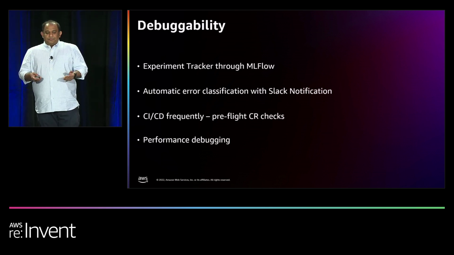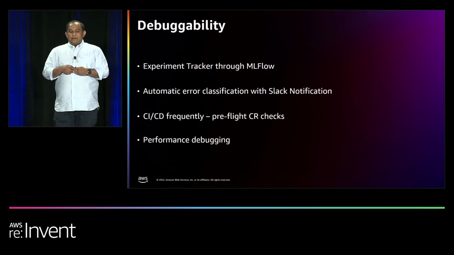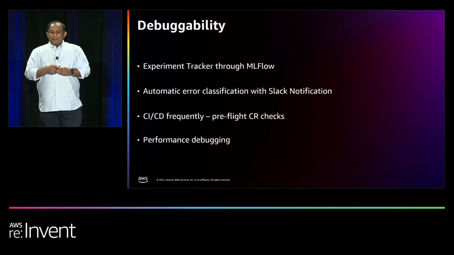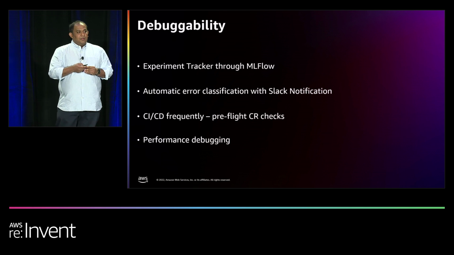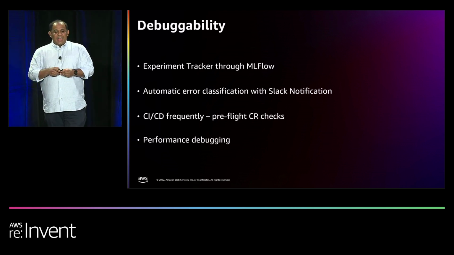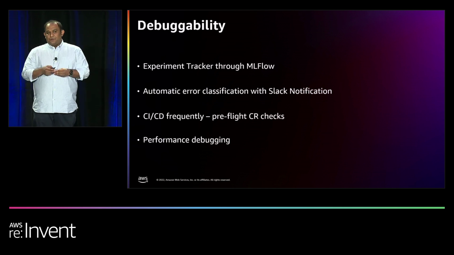The third thing, which I clearly say about debuggability, is to take the software practices and do continuous integration and continuous deployment of your code. Please check in the code to mainline and have pre-flight CR checks of your code.